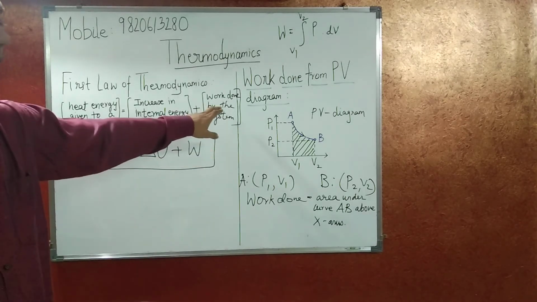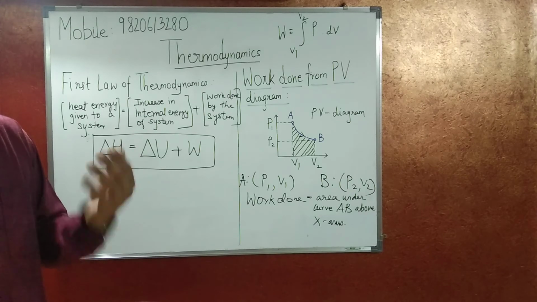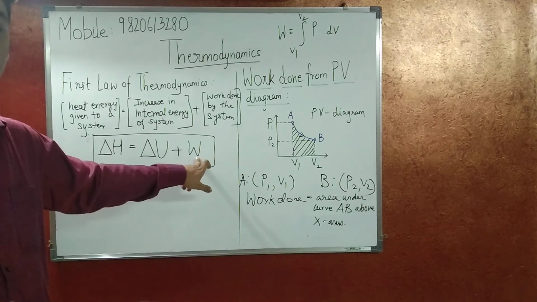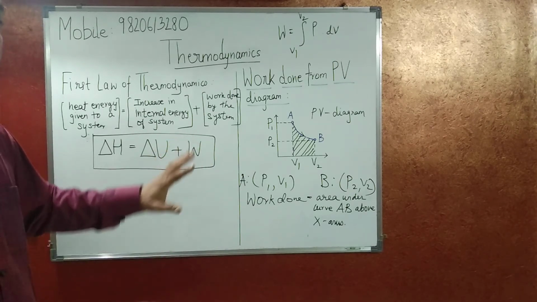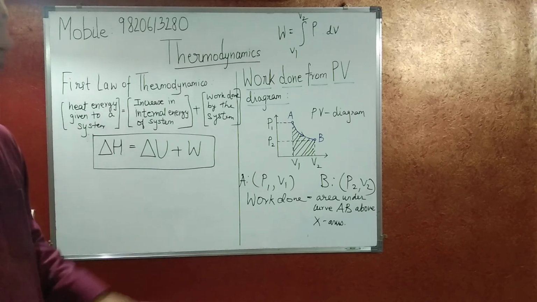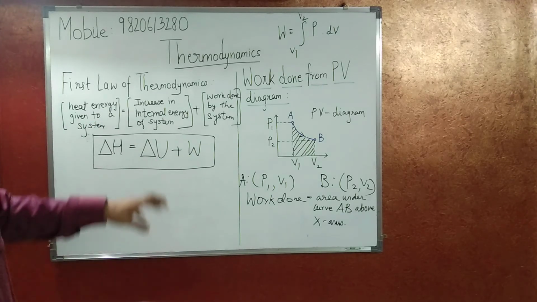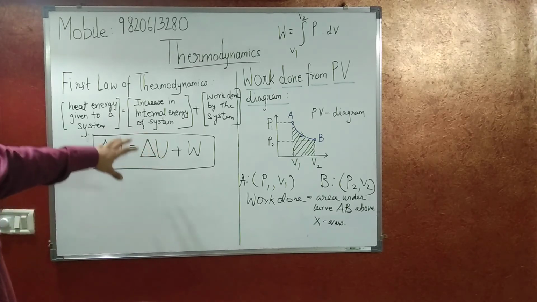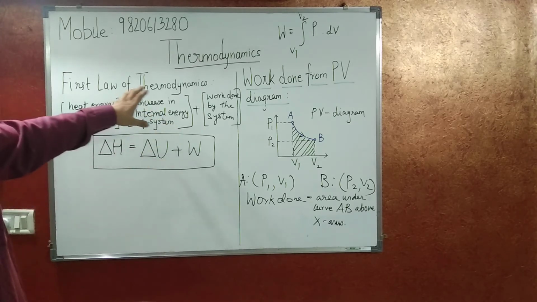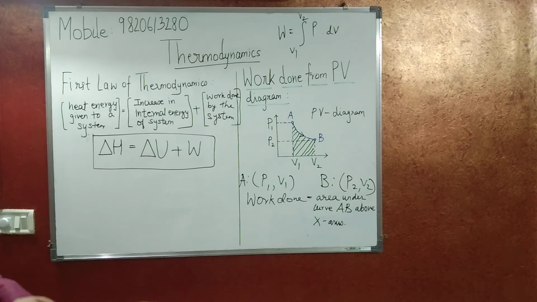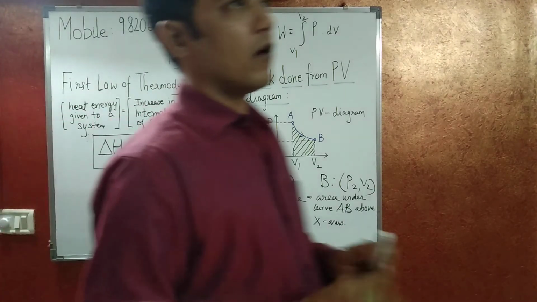Similarly, if work is done by the system, we take W as positive. But if work is done on the system, then we take W as negative. So these were a few things related to the first law of thermodynamics. One more thing you should know, which is important.